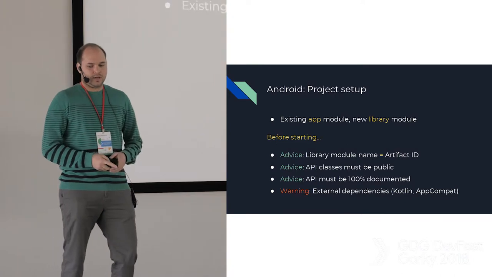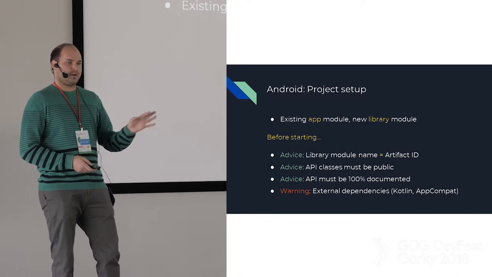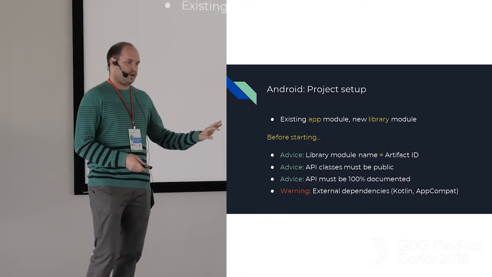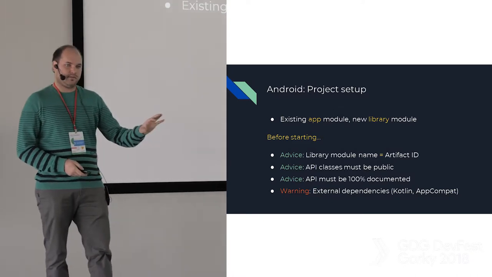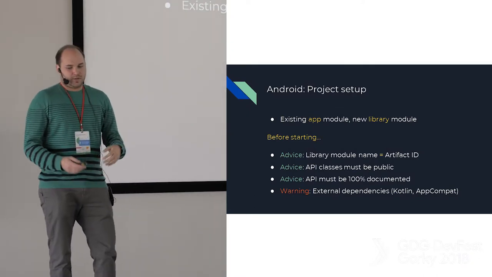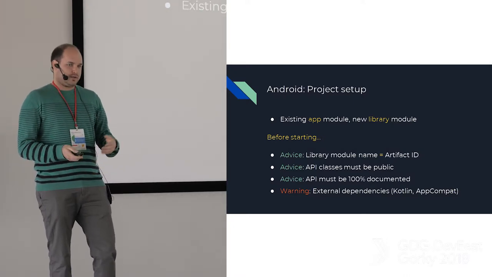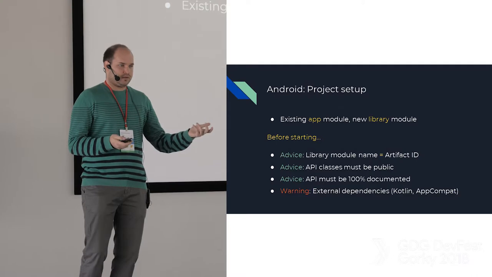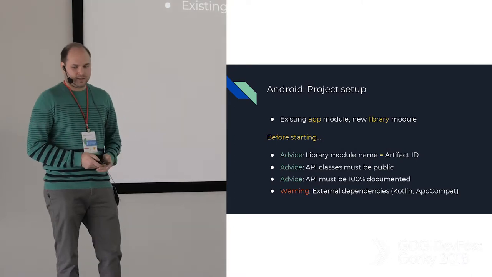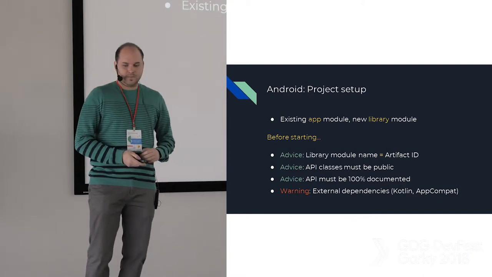Basically, you need an existing app module and then a new library module. You can do this without the app module. You don't actually need it. But it's really nice to have it if you're publishing an open source library, because then you can show people how you use your library inside of a real app. And also, it serves as a demo if someone wants to run the APK and try it themselves. So the thing you're publishing is only the library module.